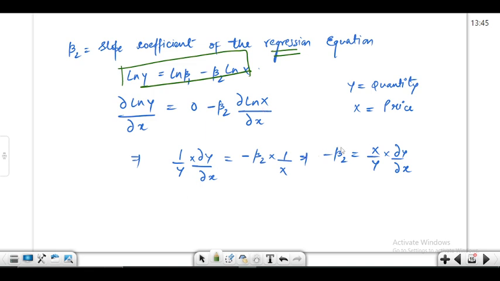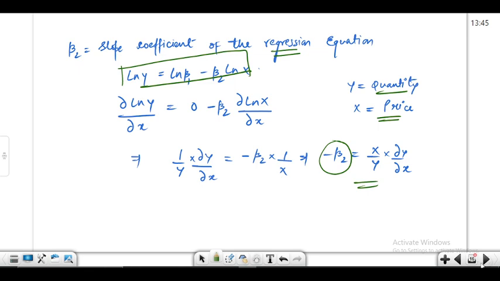So if I interchange, I'll get beta 2 is equal to x upon y del y upon del x, where y is the quantity and x is the price. So this formula looks similar to a quantity that we have already read in the economics lessons. Okay, so we'll see what this is.